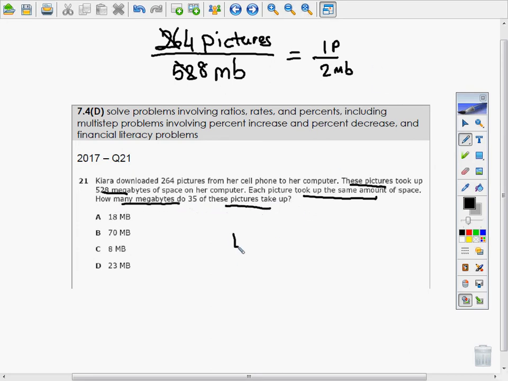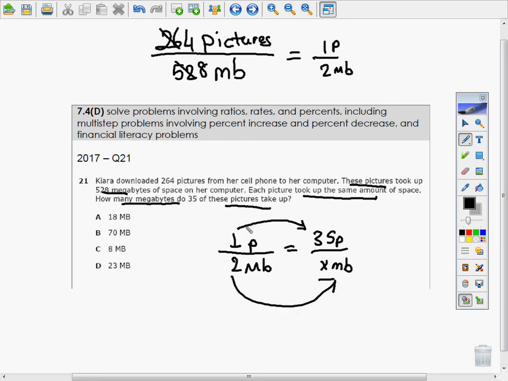So one picture on the first ratio takes up 2 megabytes. Now we wonder how much space 35 pictures will take up, so how many megabytes? Basically, 1 goes into 35, 35 times. Whatever I do at the top, I have to do at the bottom as well. 2 times 35 will give us 70 megabytes. So our answer is going to be B as in boy.